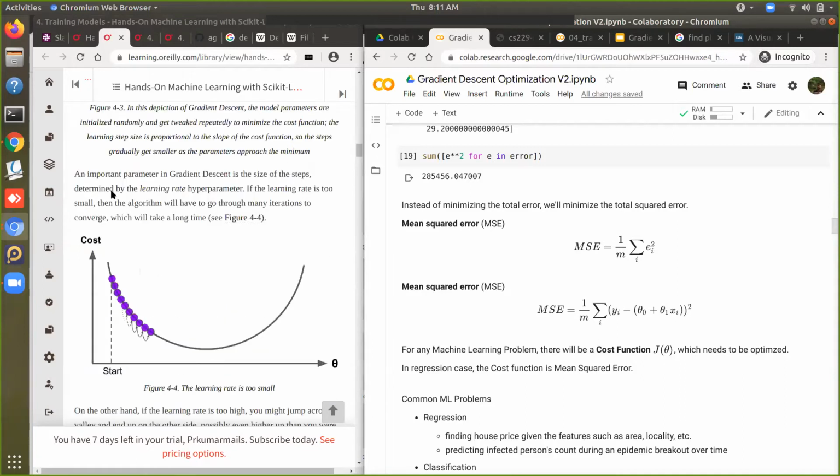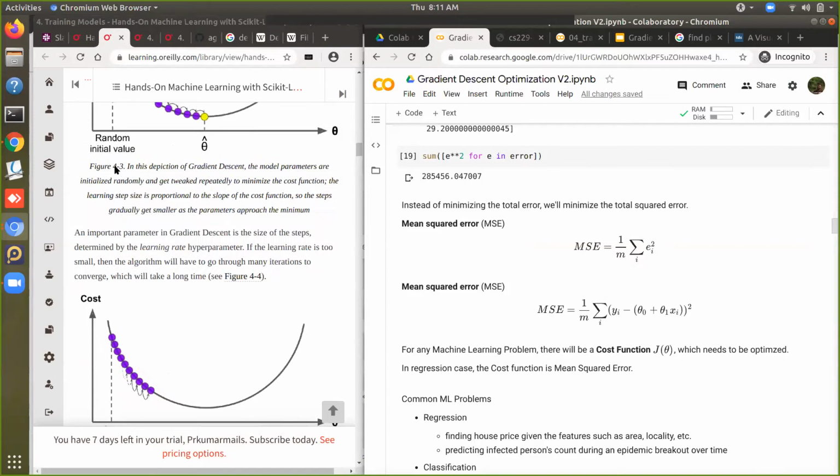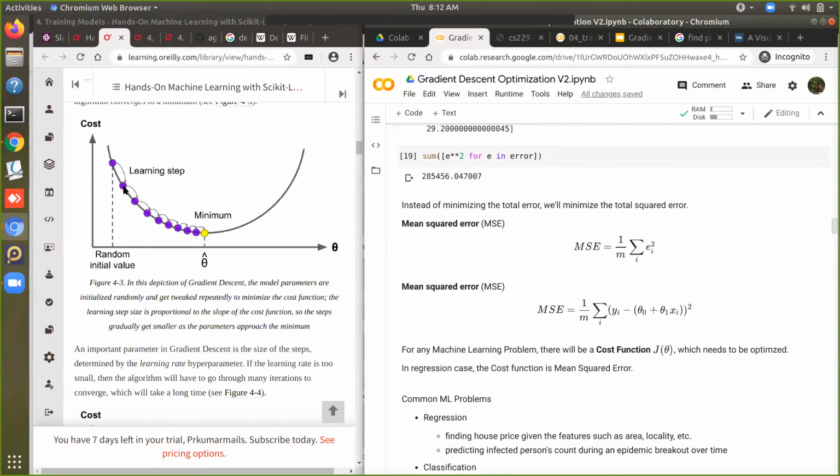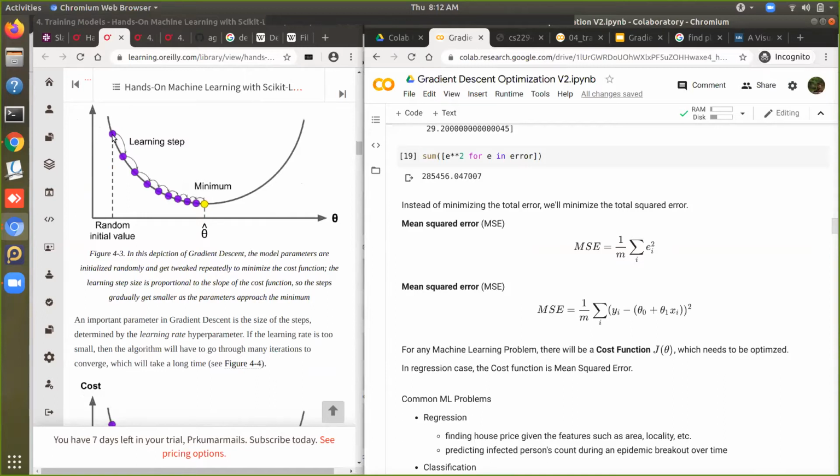Depending on our learning rate, the step that I have taken varies with respect to the learning rate. If I am jumping from here to here with some learning rate, and my learning rate is very high, I will jump from here to here, then here to here, and I may overshoot this minimum. So that chance may occur.